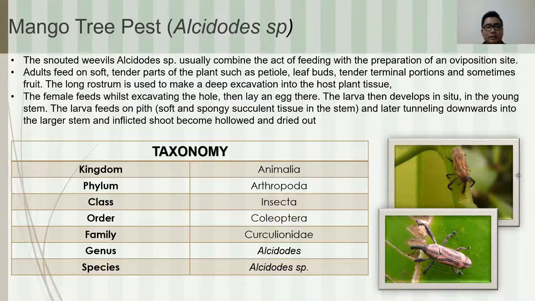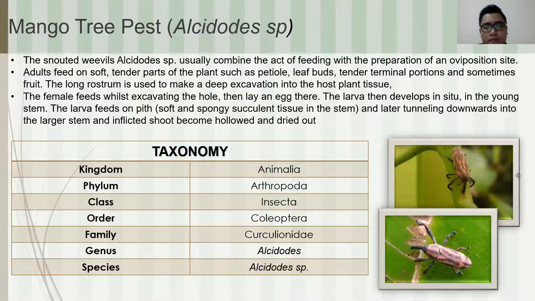Okay, the last is the mango tree pest, Rhytidodera, also known as the snouted weevil. The adult combines the act of feeding with the preparation for oviposition. Adults feed on the soft, tender parts of the plant, such as petioles, leaf buds, tender terminal portions, and sometimes fruits. The long rostrum is used to make a deep excavation into the host plant tissue. The female feeds while excavating the hole, then lays an egg there. The larvae then develop in situ in the young stem. The larva feeds on the pith, the soft and spongy succulent tissue in the stems, and later tunnels downwards into the larger stem, and inflated shoots become hollow and dried out.